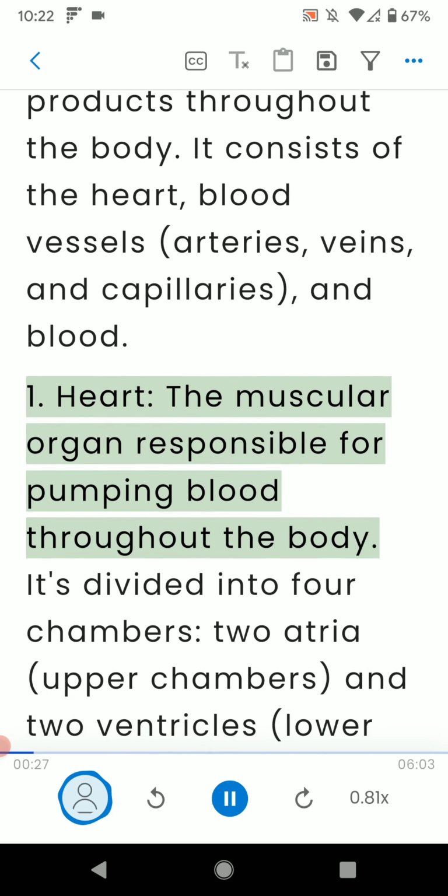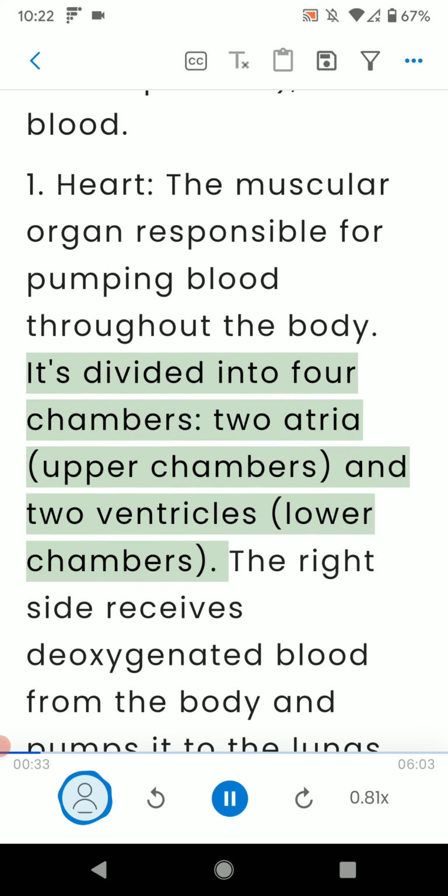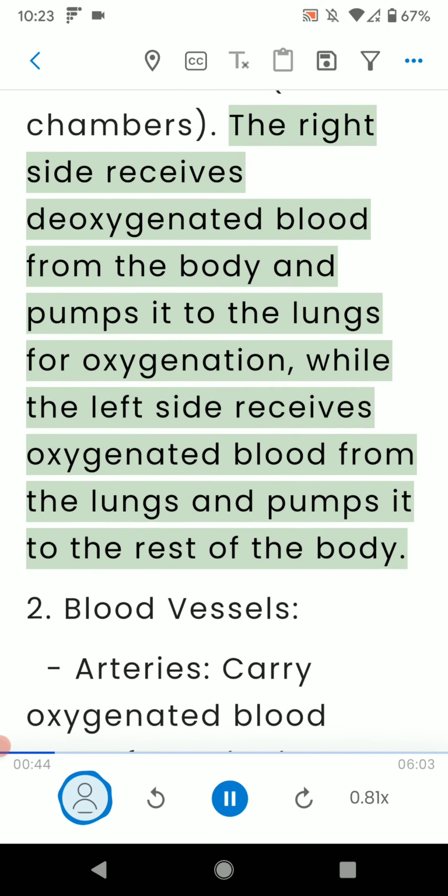1. Heart. The muscular organ responsible for pumping blood throughout the body. It's divided into 4 chambers, 2 atria and 2 ventricles. The right side receives deoxygenated blood from the body and pumps it to the lungs for oxygenation, while the left side receives oxygenated blood from the lungs and pumps it to the rest of the body.